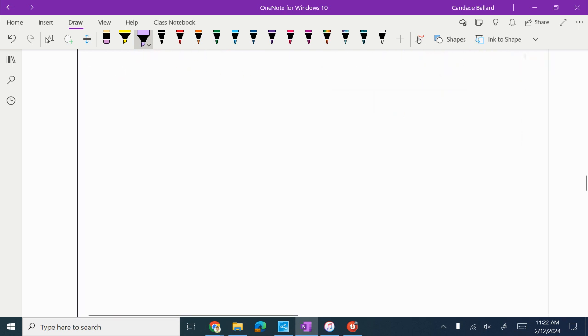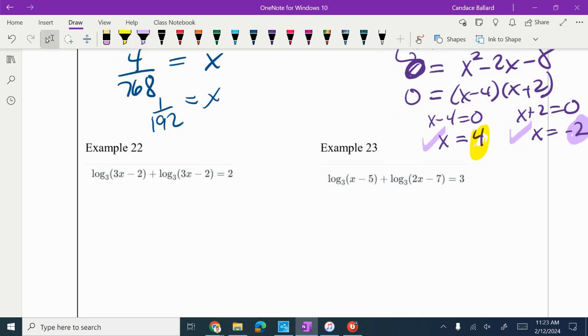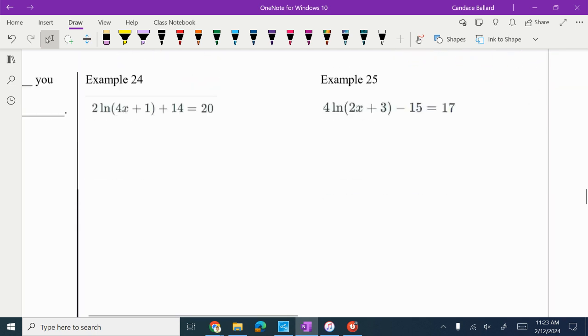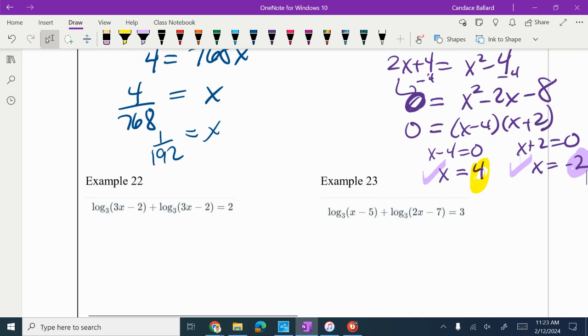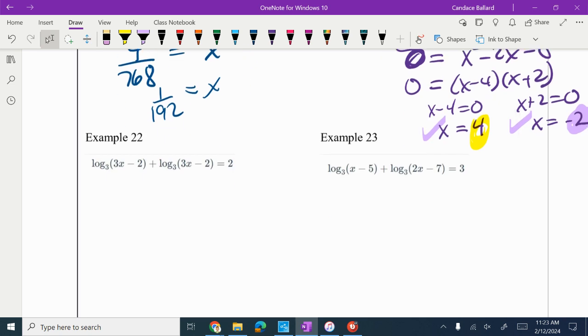Okay. All right, let's see. We're at 22. Okay, we still got some time. All right. So let's try another one together a little faster. Gave you lots of space to write, didn't I? Okay. We still have 2 logs on one side. What do I need to do first? Condense it, right? Are there any coefficients in front I got to worry about? No. Okay. What does addition turn into? Multiplication. So log base 3 of 3x minus 2 times 3x minus 2.